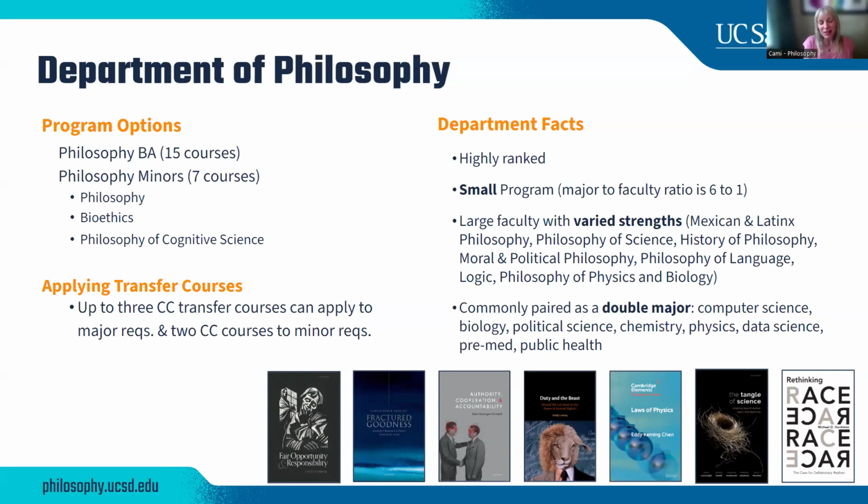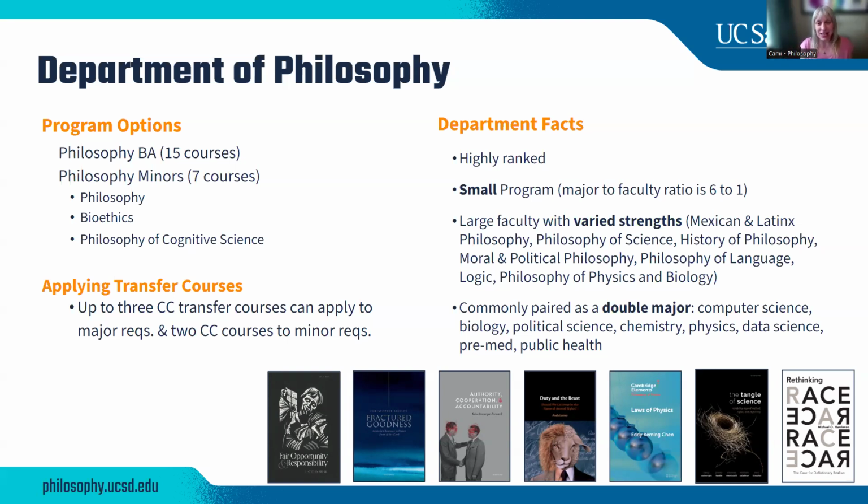We offer one major. We're very focused on the core of philosophy, and it's just 15 courses, but we offer three different minors in philosophy, which has a ton of flexibility. It's any seven philosophy courses, as long as five are upper division. Bioethics and philosophy of cognitive science. We do accept transfer courses to apply to requirements, up to three community college transfer courses for the major, and then two community college courses for the minor.